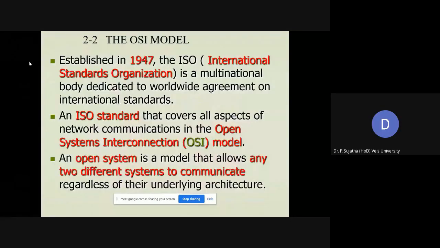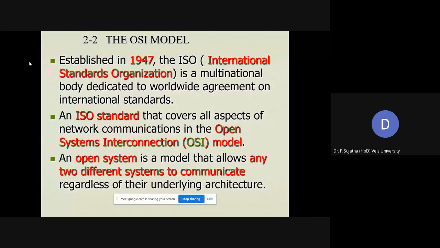Now let us discuss the OSI reference model. What is the need of such models? Before discussing what the OSI reference model is, you should know the need of this model. During 1947, the International Standards Organization formed certain rules and regulations, that is, an agreement for transmitting information throughout the network. What is the need of such an agreement? Because yesterday itself I told you, the configuration of the systems will vary.